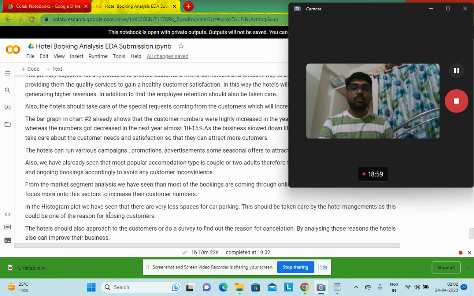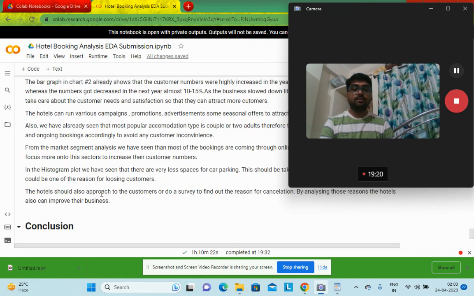In the histogram plot, we have seen that there are very few spaces for car parking. This should be taken care of by the hotel management, and this could be one of the reasons for losing customers. The hotel should also approach the customers or do a survey to find out the reason for cancellation. By analyzing those reasons, the hotels can also improve their business.